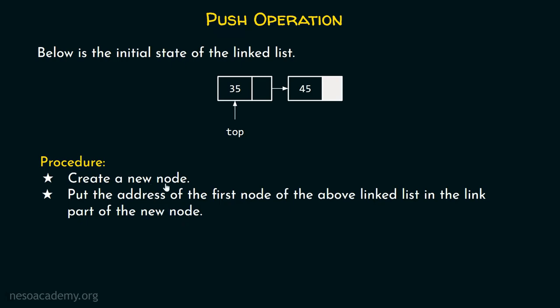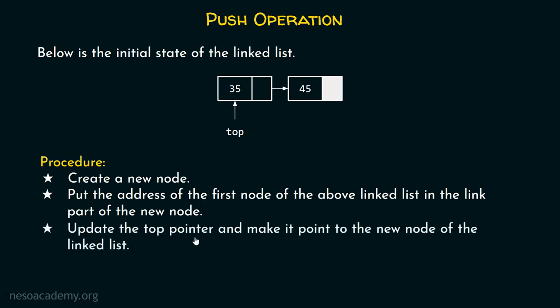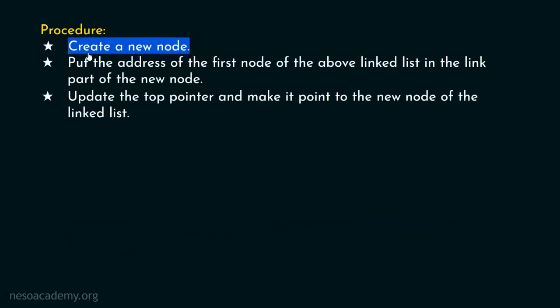First we have to create the new node. Then we have to update the link part of that node so that it can point to this node, right? Update the top pointer after that and make it point to the new node of the linked list. Then you have to update this top pointer so that it can point to that node, right? This is the simple procedure which we have to follow. So let's see the first step of this procedure, that is create a new node.